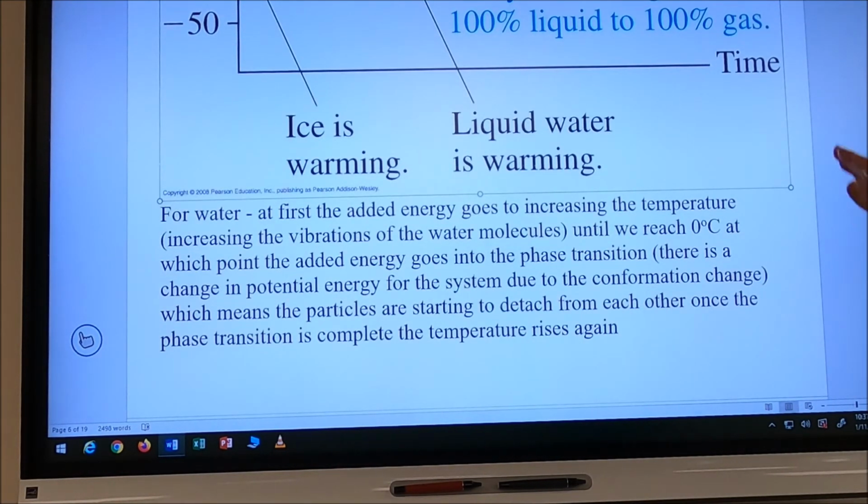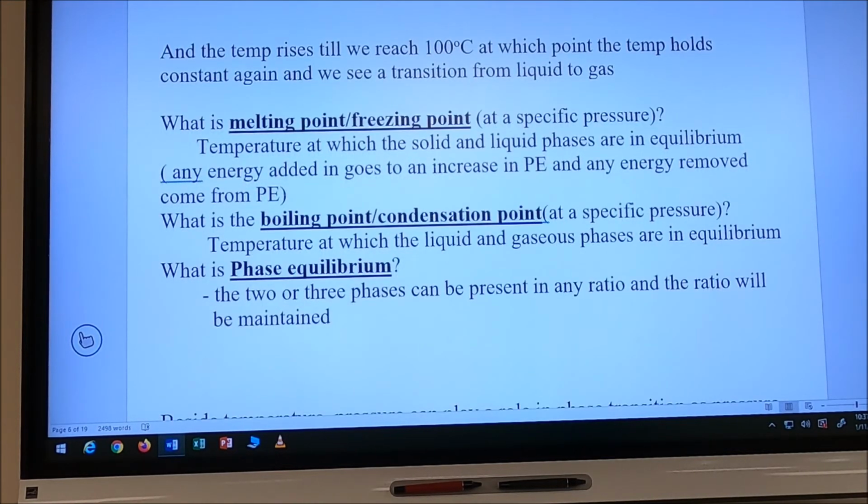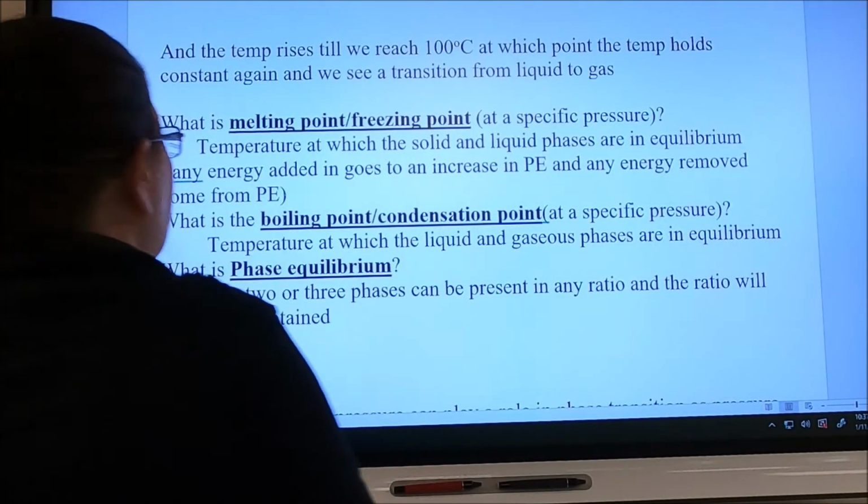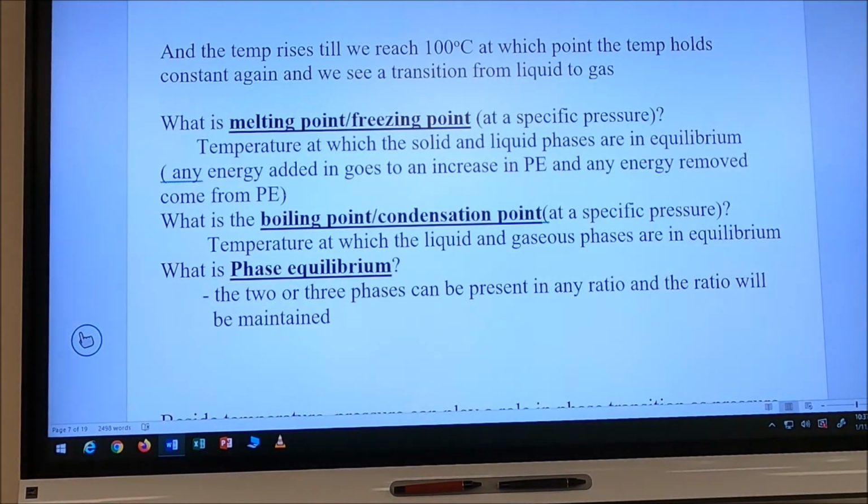So, go ahead and keep scrolling down. Let's talk about melting point, freezing point, boiling point, condensation point, and a phase equilibrium. Melting point, freezing point, at a specific pressure, is the temperature at which the solid and liquid phases are in equilibrium with each other. Equilibrium here means that for every particle that goes from the liquid to the solid phase, a particle goes from the solid phase to the liquid phase.